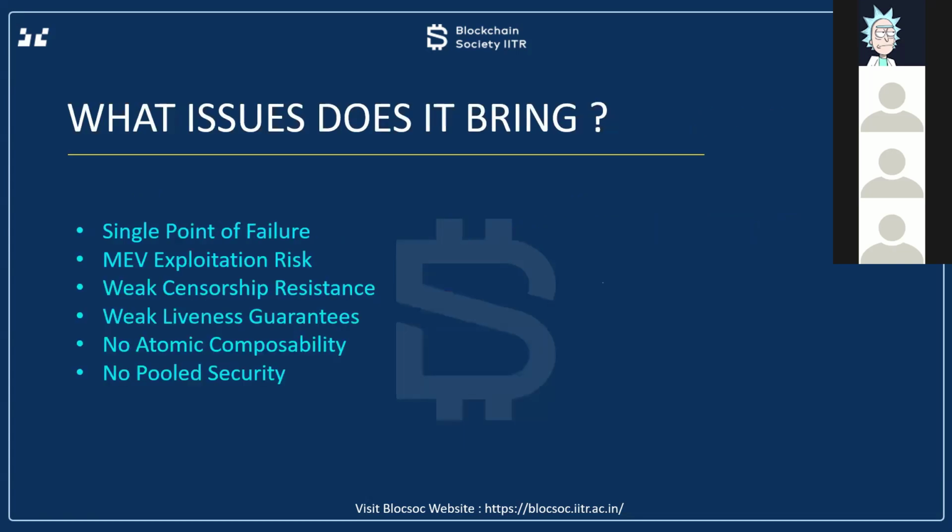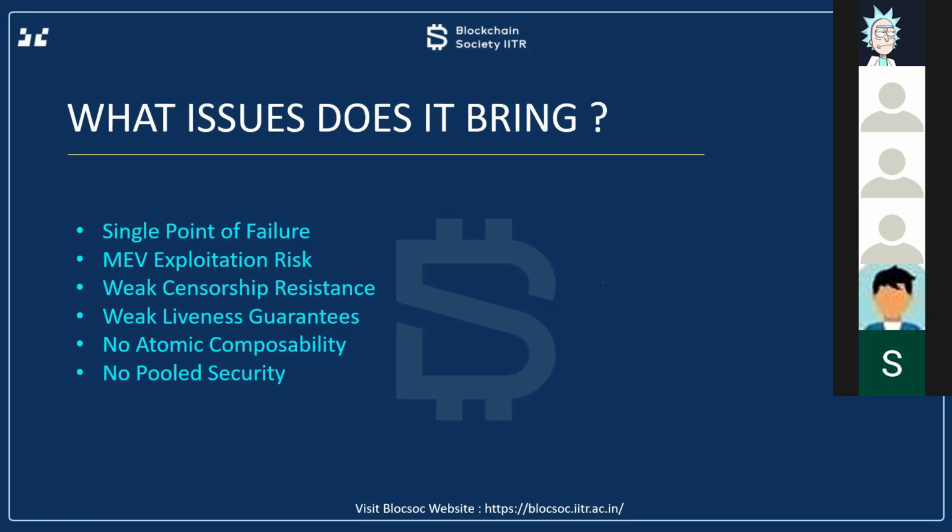So what issues does it bring? There is a single point of failure because of the centralization. There was a case when Arbitrum's sequencer was down for 70 minutes, and there was nothing that could happen in that scenario. So they brought a change to the design of how the transactions can be included, which I will discuss later.